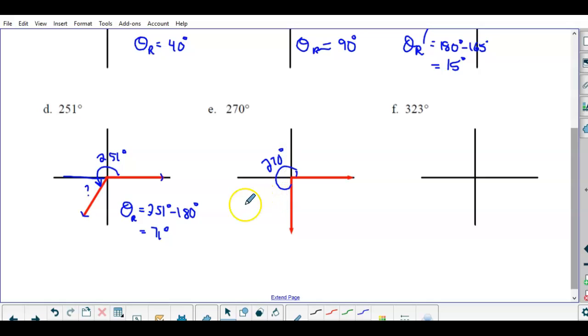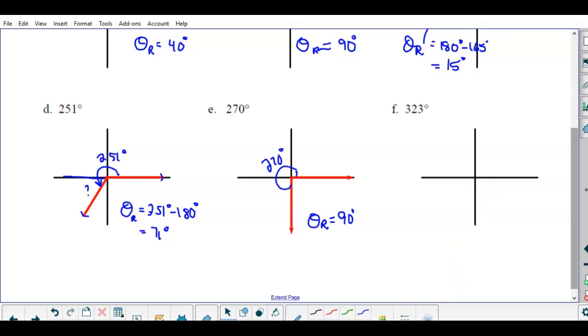Okay, reference angle for this, the closest to the x-axis would be 90 degrees because it's on the vertical, right? So that would be 90. You can go 270 minus 180 if you need to.